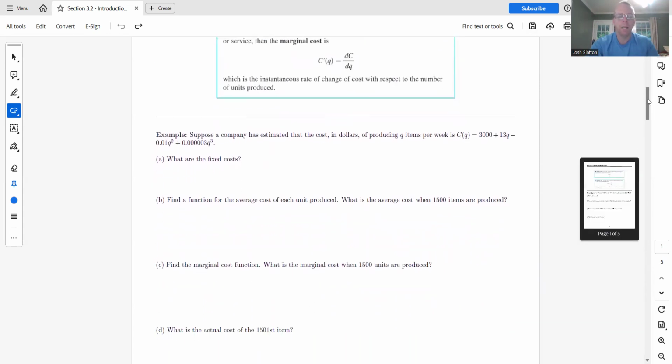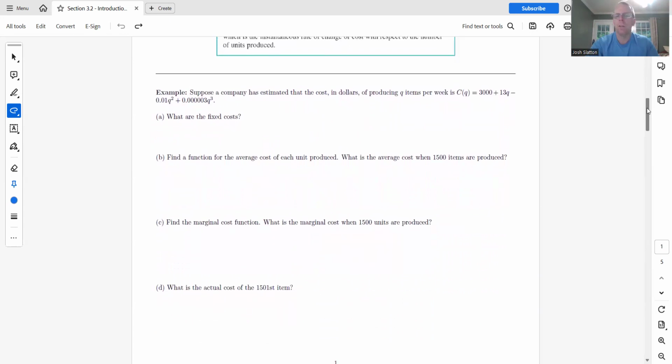So let's look at an example where we can use these. We have a company that estimated the cost in dollars is given by this function here. What are the fixed costs? The fixed costs are fixed, so they're not dependent on the variable. So the fixed costs in this case are just the constant 3,000, and that's all there is to that one.